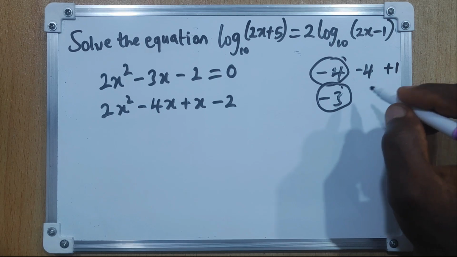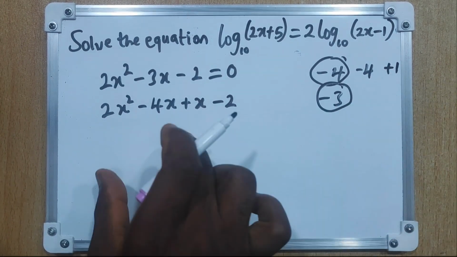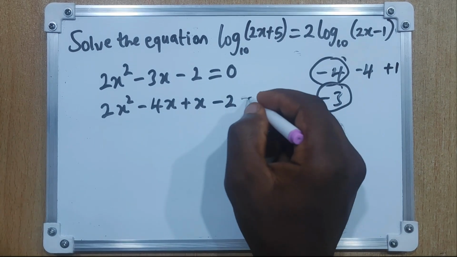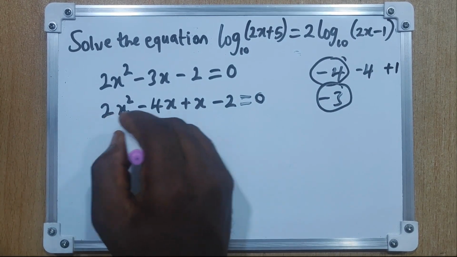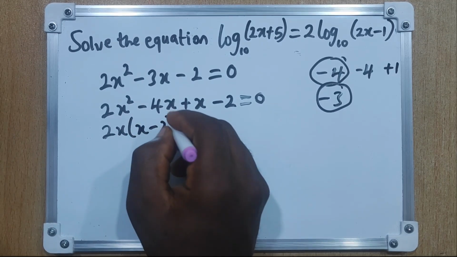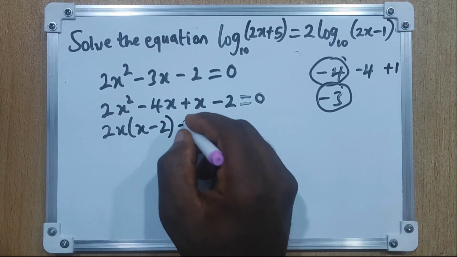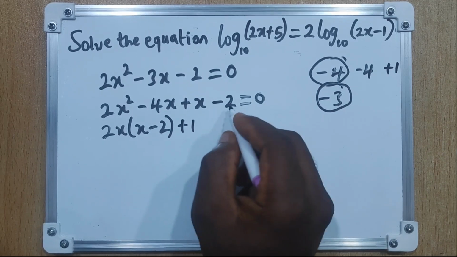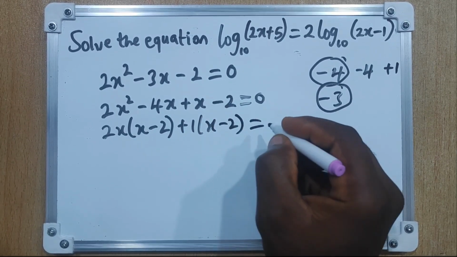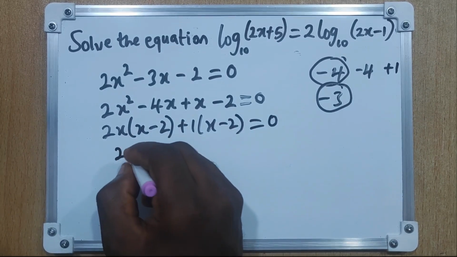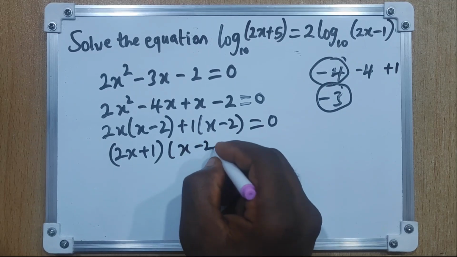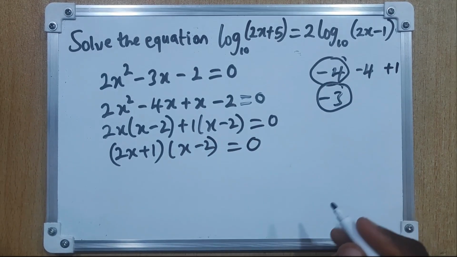Minus 4 times plus 1 is minus 4, and minus 4 plus 1 is minus 3. Maybe in another video I'm going to show you how to factorize, but for the sake of this video, let's just continue. So this is equal to 0. Now here 2x is common. I'm left with x minus 2, and here 1 is common. I'm left with x minus 2 again, equal to 0. So I have 2x plus 1 into x minus 2 equal to 0.